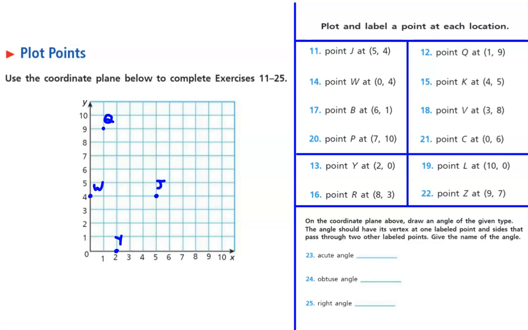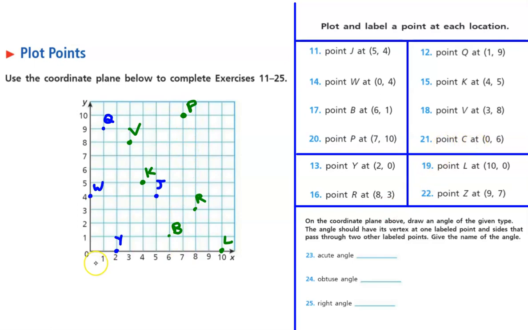Hopefully you did so. I'm going to just sort of blaze through these really fast. Point K is 4, 5. So that's over 4, up 5, which will make that a K. And then we've got point R at 8, 3. So that will be an R. Then we've got 17 is point B at 6, 1, which will be a B right there. 18 is point V at 3, 8, which will put a V right there. And then we've got L at 10, 0. So that's going to be an L right there.